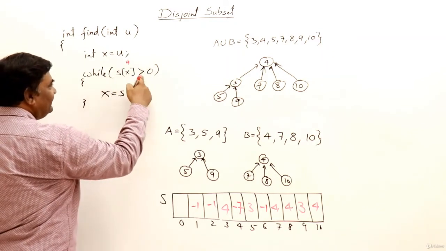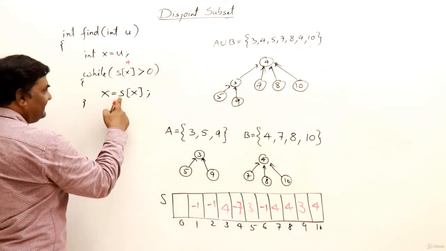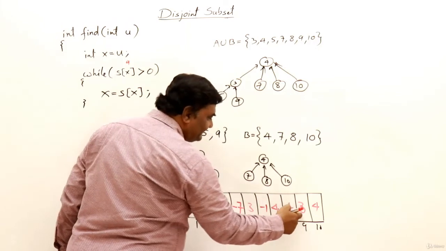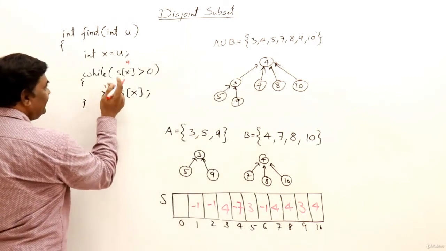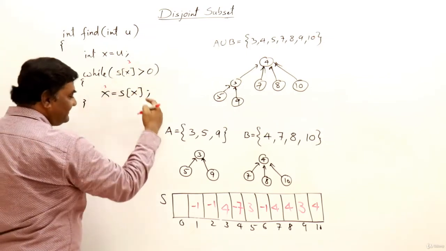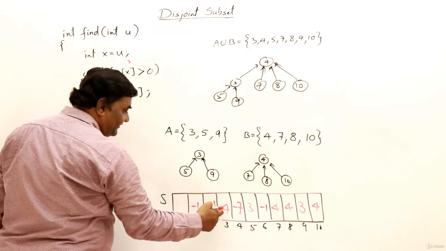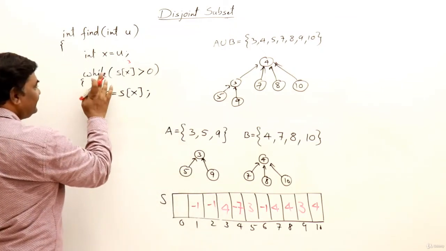So if you trace this now, if I say find 9, then x is 9, right? S of 9 is greater than 0? Yes, 3. Then x assign s of x. S of x is what? 3. So x becomes 3. Now next time x is 3. So s of 3, is it greater than 0? Yes, it is 4. Then s of 3 is what?